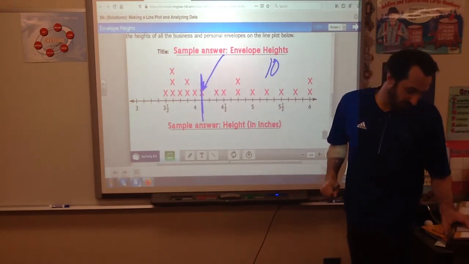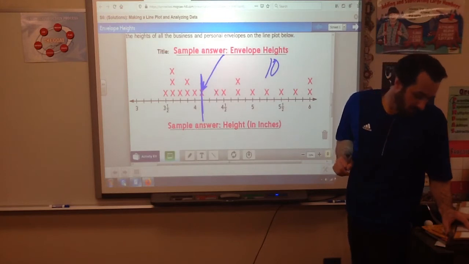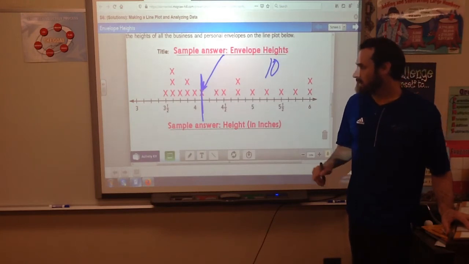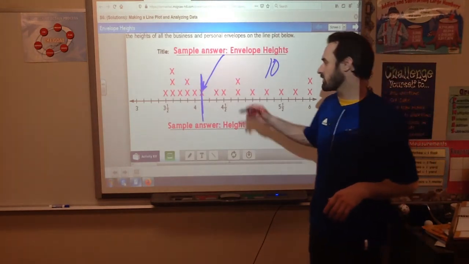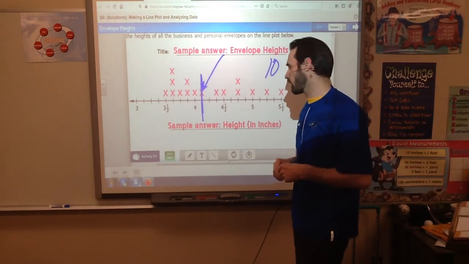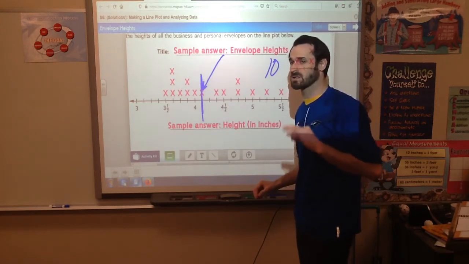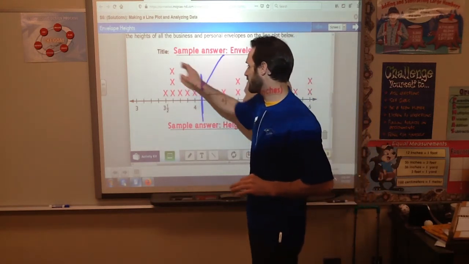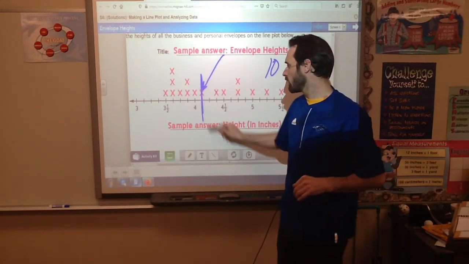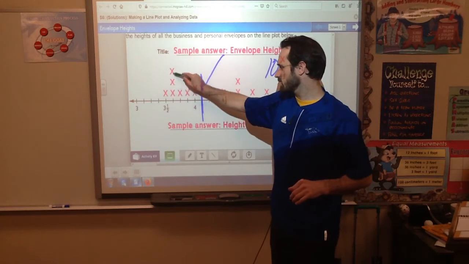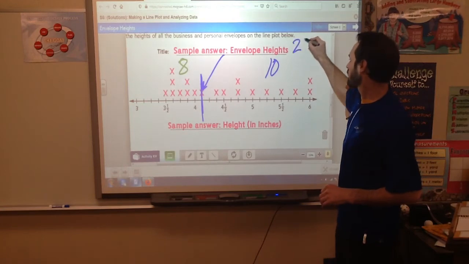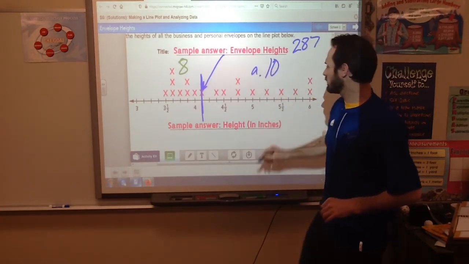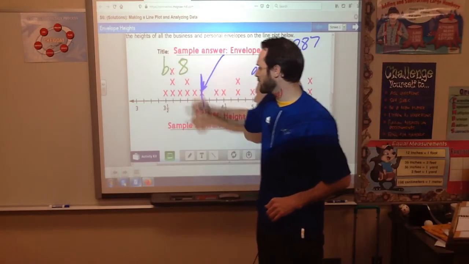Now check out letter B on 287. How many of the envelopes sold have a height smaller than 4 1/8? Again, if they want smaller, do we count this one? No. Because if they wanted this one counted, they would say, how many are 4 1/8 or smaller? This one just says, how many are smaller? So we want these x's. Go ahead and count those. 1, 2, 3, 4, 5, 6, 7, 8. Okay? 8 are smaller. So we're working on 287. This was letter A. And this was letter B on that page.